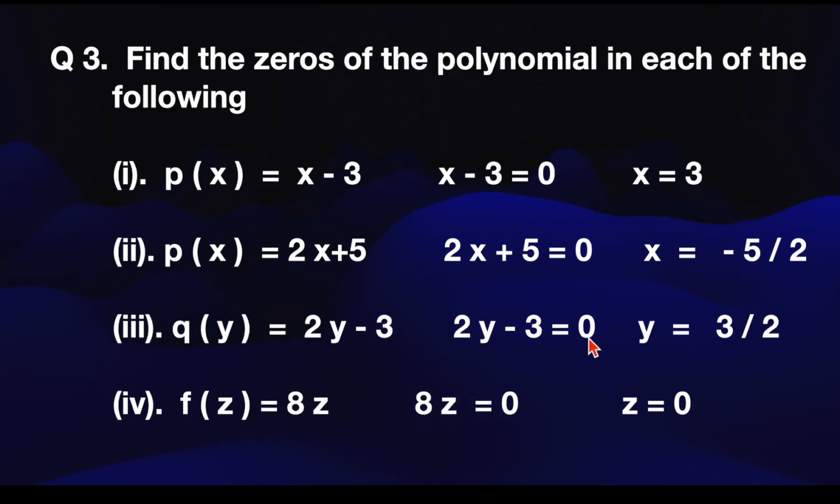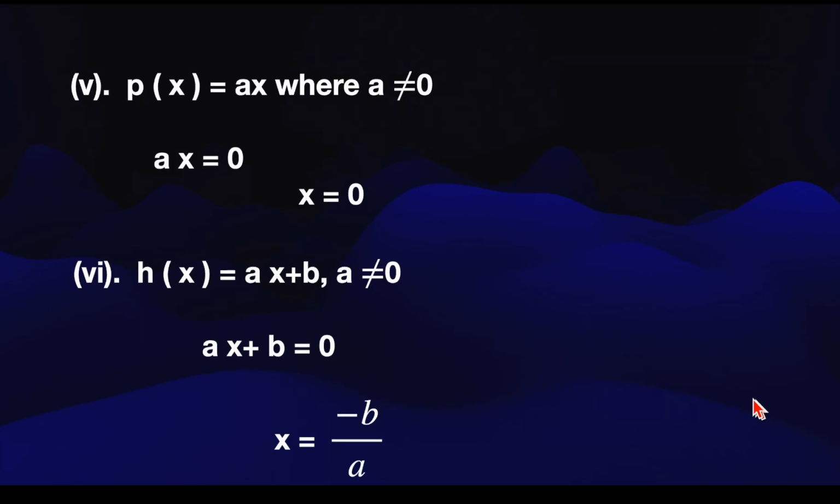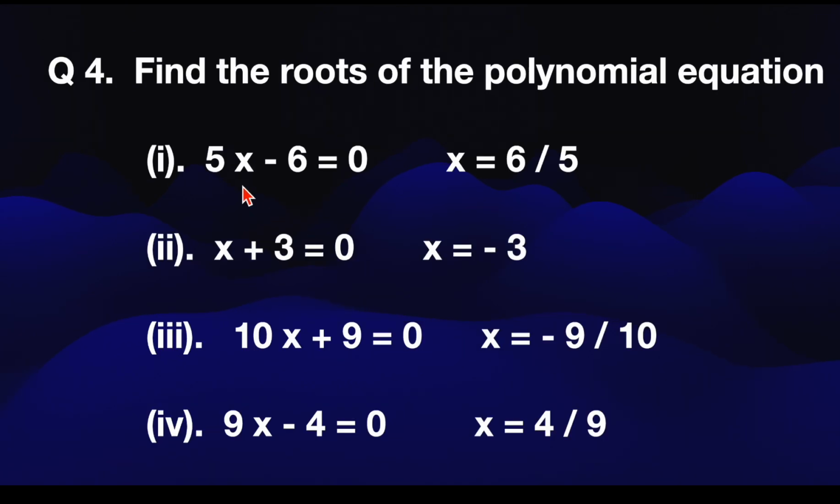2y - 3 = 0. So 2y = 3 and y = 3/2. 8z = 0, z is 0. ax = 0, x is 0. ax + b = 0, ax = -b and x = -b/a.